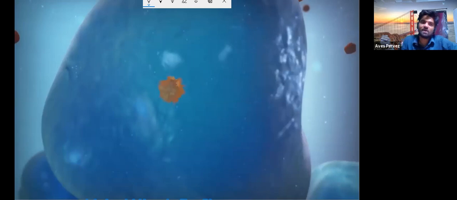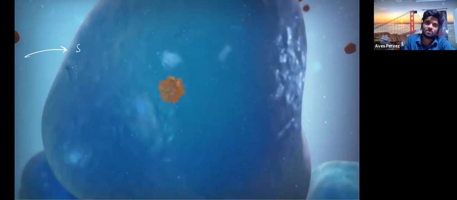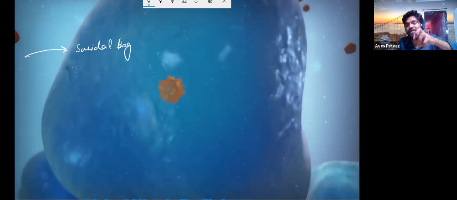Instead, lysosomes are present, and these are also called the suicidal bag. Why are we calling it the suicidal bag? This is simply because if the cell is not performing properly, or if something is going wrong in the cell, that can damage other cells also.